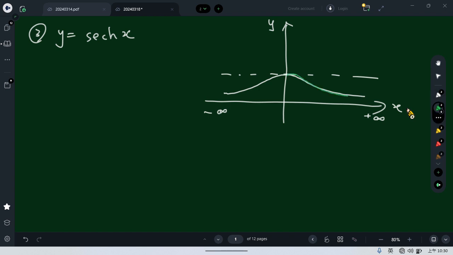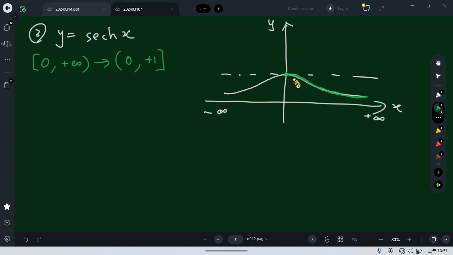its domain and just focus on this part. So if we restrict the original domain to 0 to positive infinity, then its range will be 0 not included to 1 included, right?